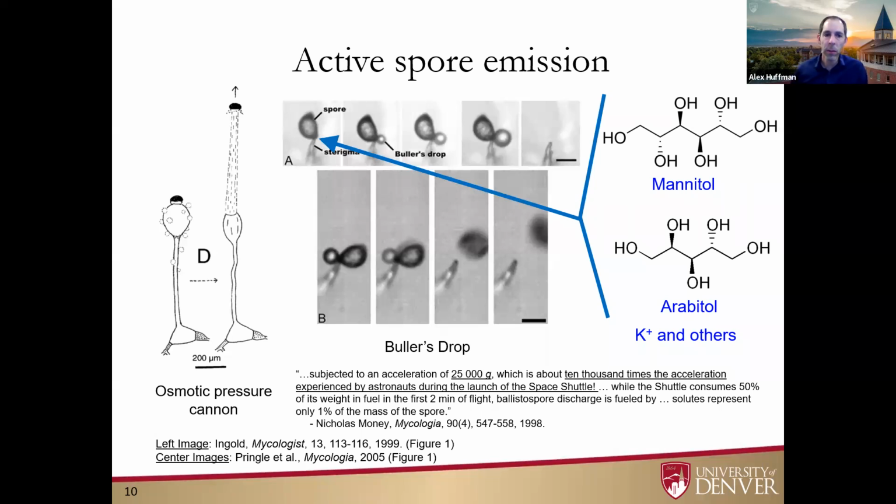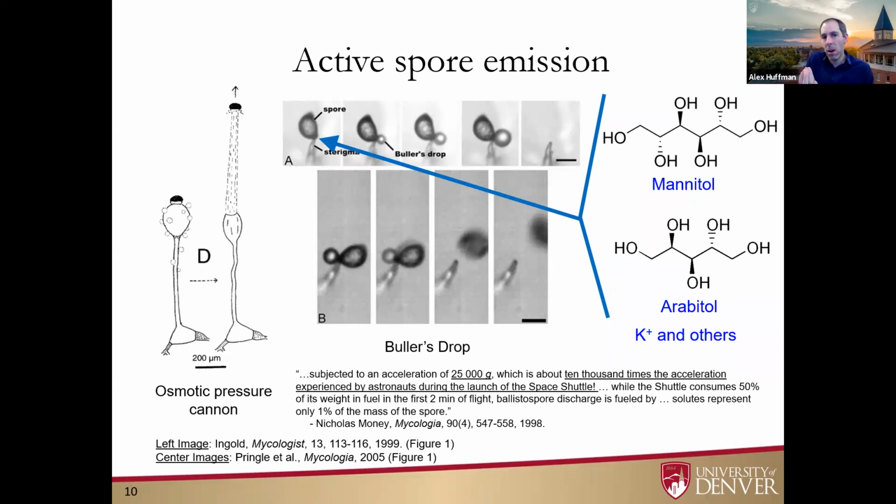So fungal spores can be emitted actively when one of a couple different mechanisms take place. On the left side, you see an osmotic pressure cannon. In the middle, you see this Buller's drop. The idea is you have the spore that grows on the fungus, and where this blue arrow is pointing, it secretes a little bit of hygroscopic material, some things like mannitol, arabitol, potassium, and some other salts and other materials.